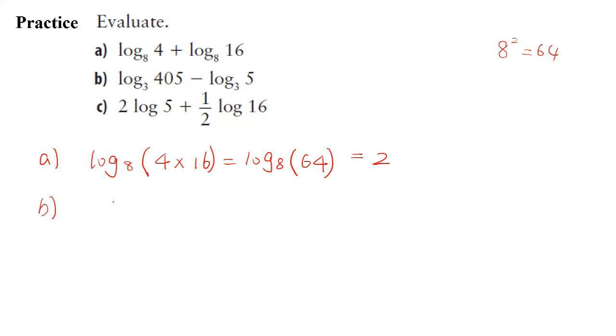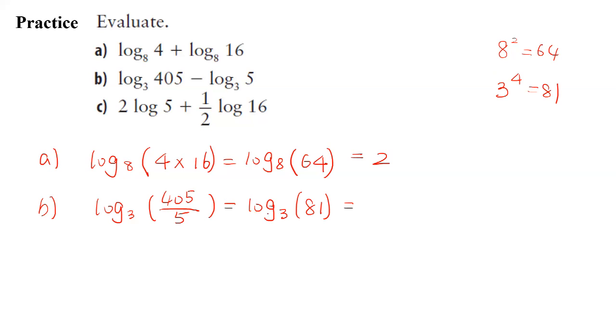And question B, this is actually log base 3 of 405 over 5, right? According to the quotient law of logarithms. And this is log base 3 of 81. So note here, 3 raised to the power of 4 is 81. So log base 3 of 81 is 4, right? Okay, question 3.